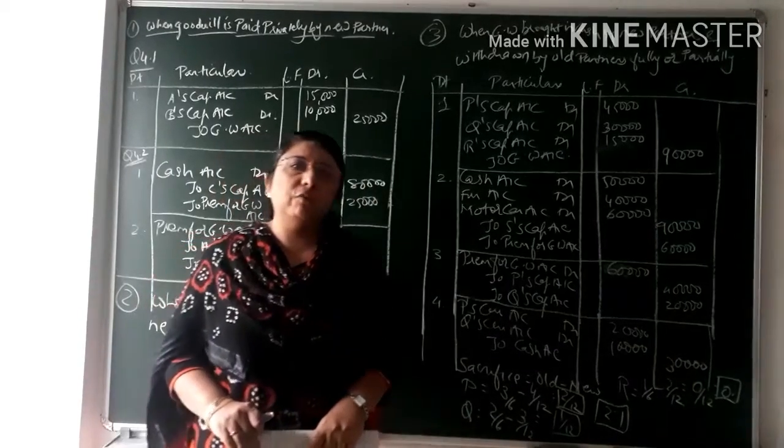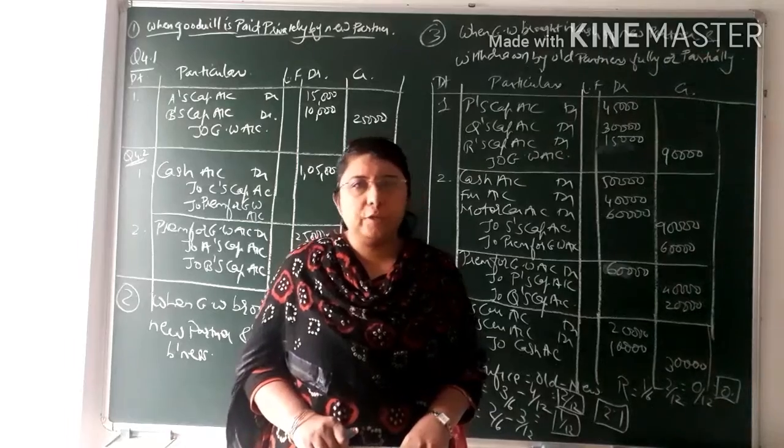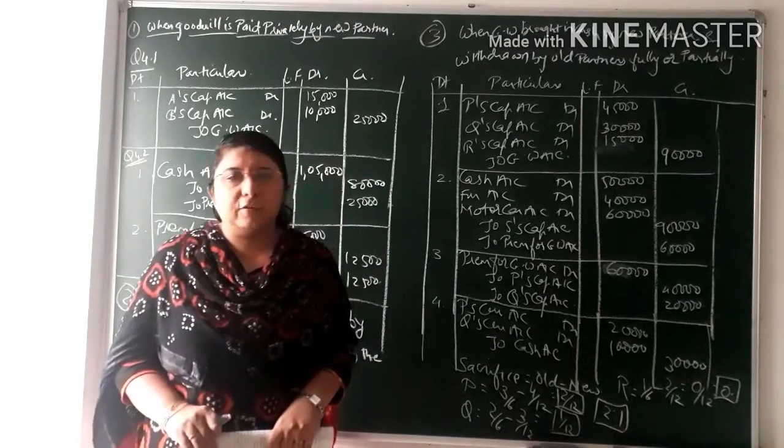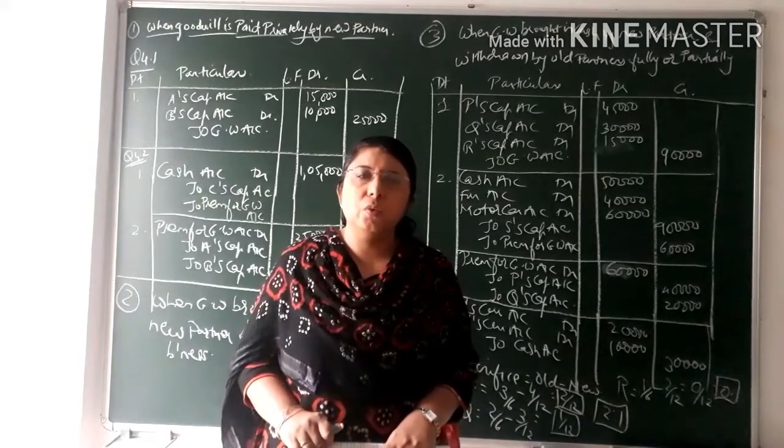In the last video lecture, I had completed the first adjustment related to admission of new partner out of the 5 topics that we had discussed. That is to find the new profit sharing ratio and the sacrifice ratio. Also we had done few practical sums related to that.